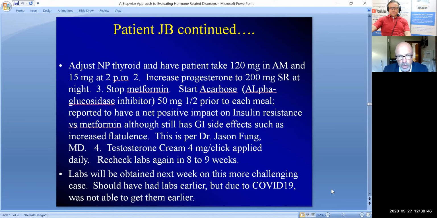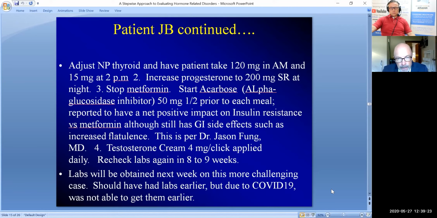She was having some brain fog. I increased her progesterone to 200 milligrams, and I stopped the metformin. Had her start acarbose, which is mostly a medication used in European countries. It's still in the U.S. Just to see if we could have better results on her insulin resistance. She was not able to tolerate the metformin. The problem with this medication is it still has GI side effects such as increased flatulence. So, I just gave it to her to see what we could come from that.